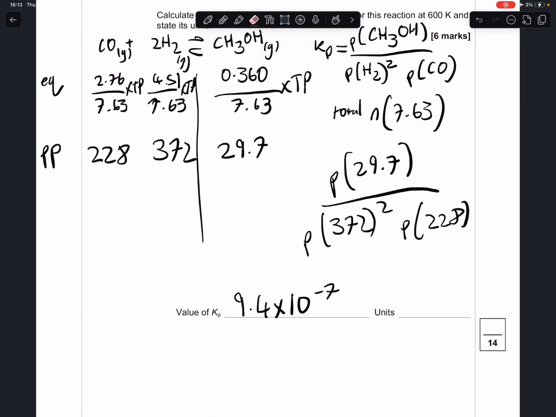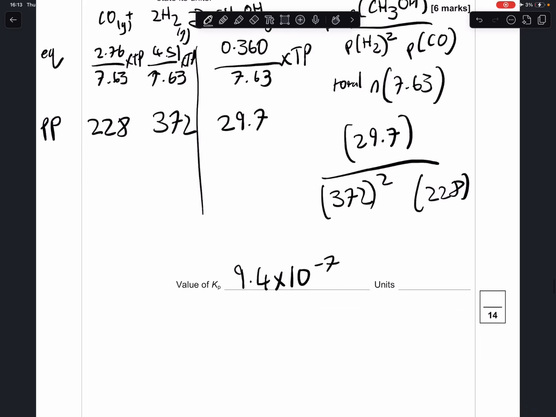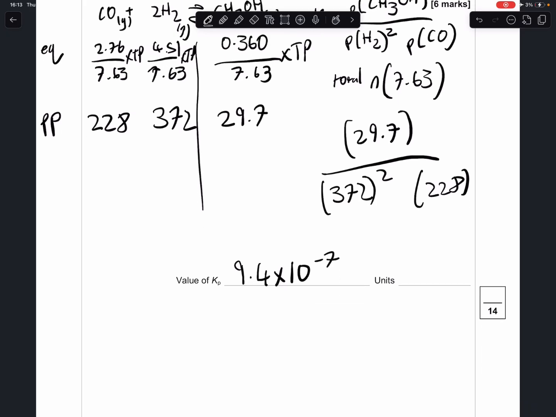I don't know if I've been 100% clear, but you don't need to write P's here. I'm just using this to demonstrate the fact that these are our partial pressures that we're using in our Kp equation. You don't have to write that out. It's just so it's nice and clear. But yeah, so that gives us our Kp, which is that there.